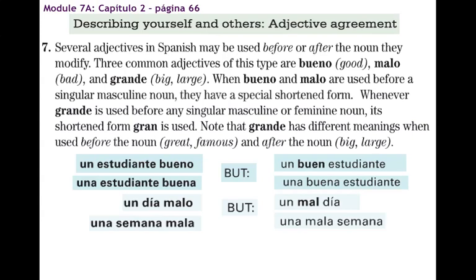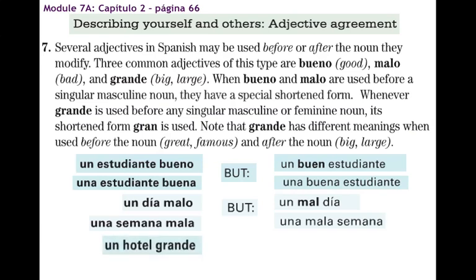Whenever grande is used before any singular masculine or feminine noun, its shortened form gran is used. Note that grande actually has different meanings when used before the noun. Before the noun, it means great or famous. After the noun, it means big or large. Let's take a look. Repitan.